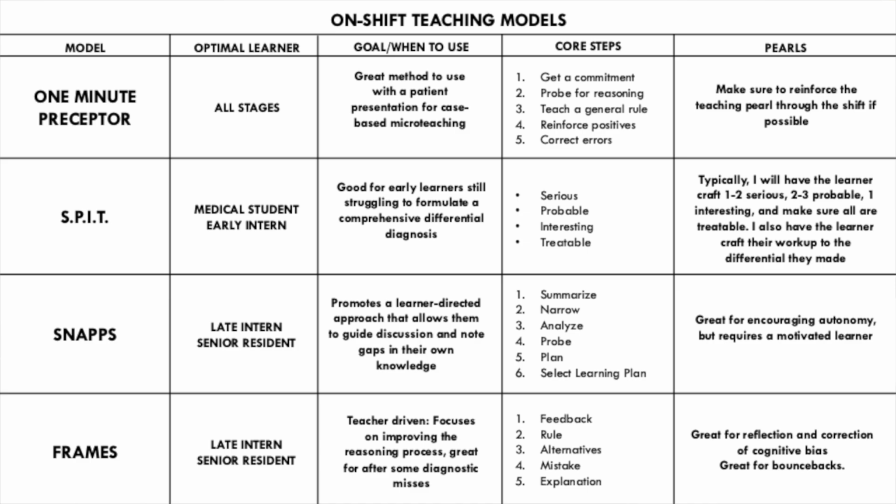Then steps 4 and 5 are a little bit more feedback. You go with reinforcing positives and correcting errors, and whatever method you like to use for feedback. One thing that's important here is to try and reinforce this pearl as much as possible through the shift. Try not to make it just a 1 minute thing, try to make it spaced repetition where they hear about this multiple times and can commit it to memory. Sure. Okay? Drew, unfortunately I have to pick on you for this one.